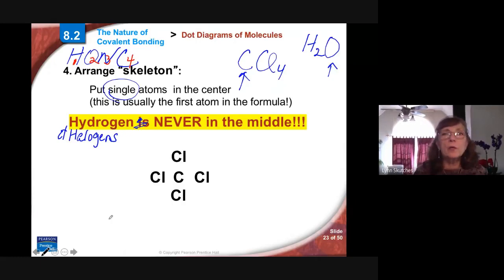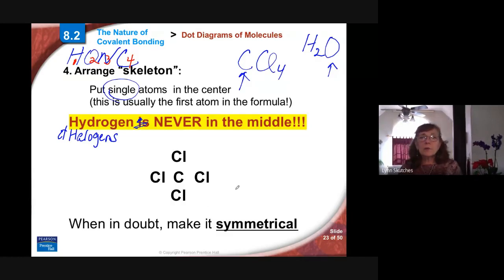All right, so since carbon is a singleton, I'm going to put it at the center, and then the next piece to this is to start putting in dots. Another suggestion that works is to visualize it as symmetrical as possible, as evenly distributed around the central atom as possible. Make it, for lack of a better word, pretty.